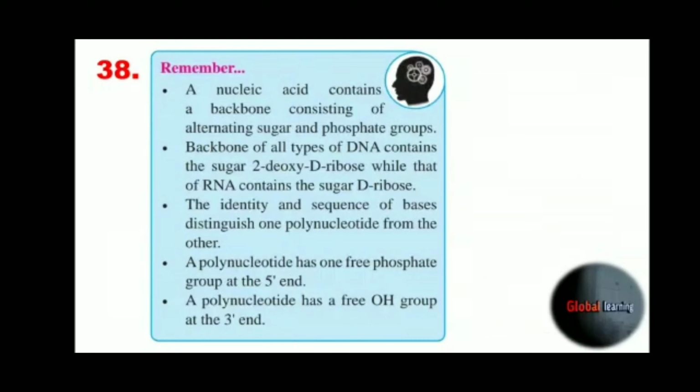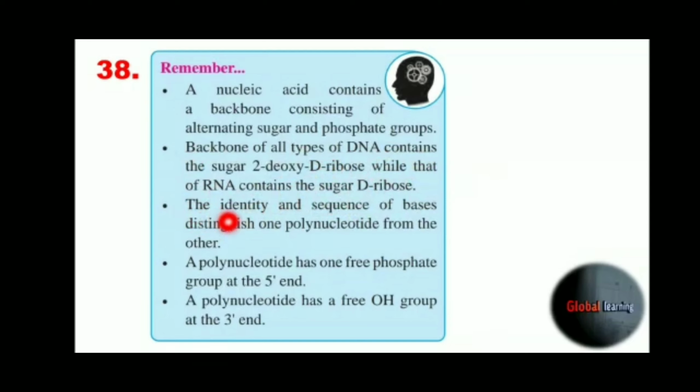38th question. Okay, so remember this, it can be asked as an MCQ. A nucleic acid contains a backbone consisting of alternating sugar and phosphate groups. The backbone of DNA contains the sugar 2-deoxy D-ribose, while RNA contains the sugar D-ribose. This we studied further.